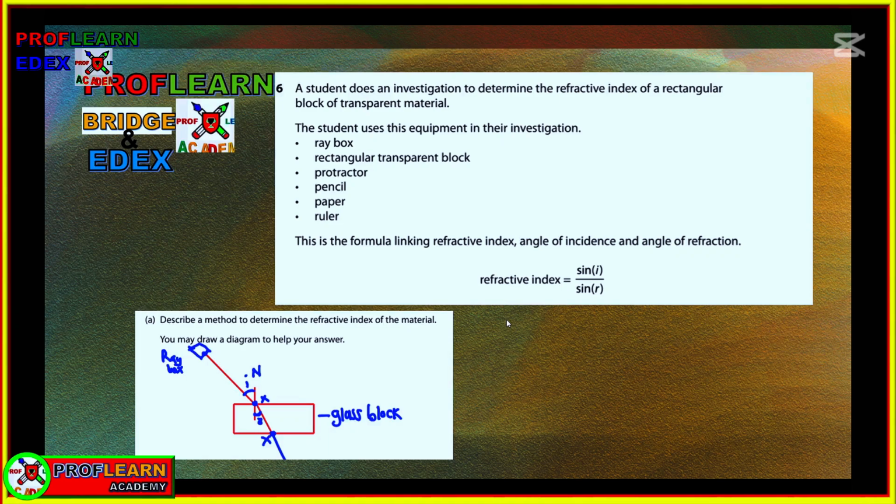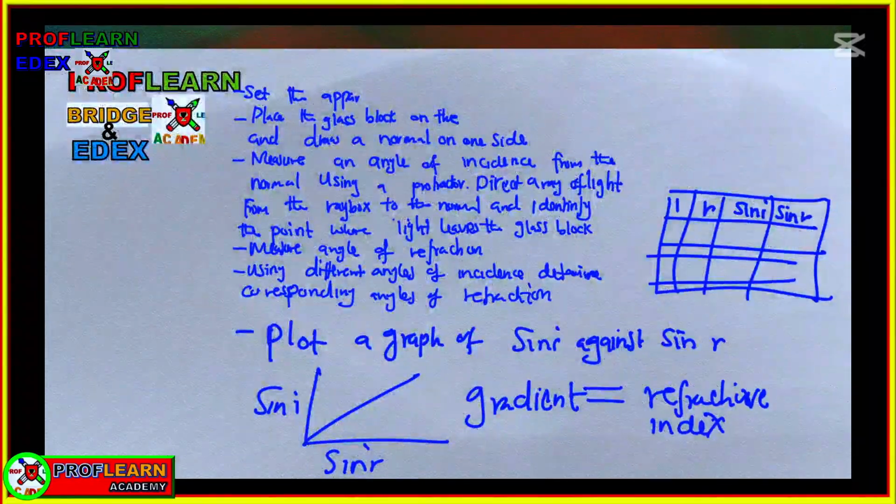In that way, the student can collect the data, and one way to determine the refractive index of the glass block is by finding more angles of incidence and the corresponding angles of refraction, and then finding sine i over sine r. Then the student will plot a graph of sine i against sine r, and that will give us a straight line. The gradient of this straight line will be the refractive index. That's one way you can do it.